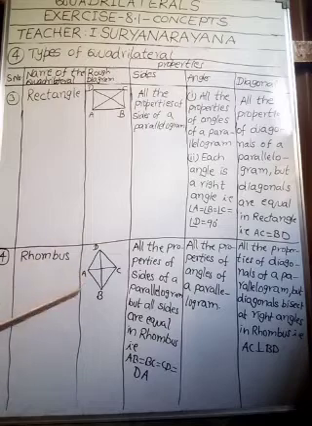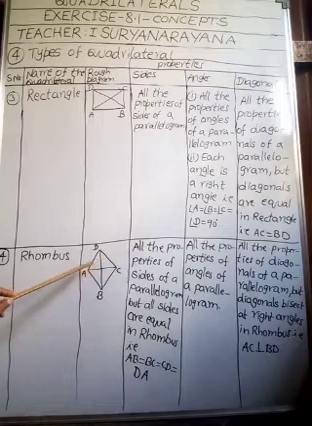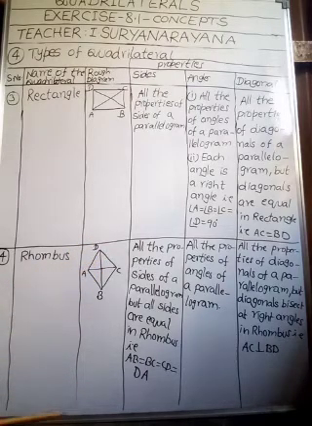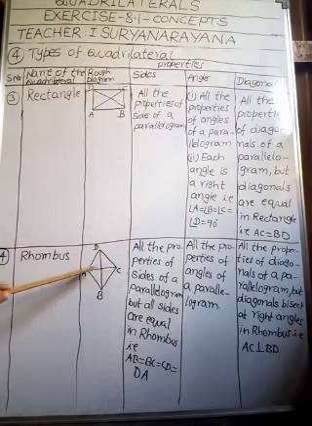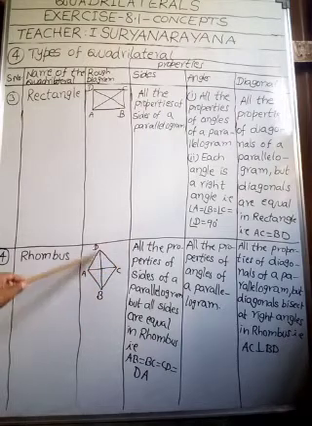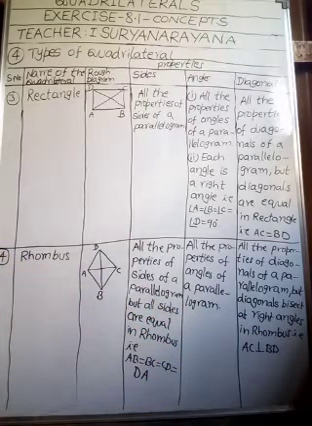Same properties. They bisect each other. Here also diagonals bisect each other. But in the parallelogram, they do not bisect at right angle, whereas in the rhombus they bisect at right angle, meaning AC is perpendicular to BD. This is the additional property of diagonals of a rhombus. Okay, my children, understood the difference between the properties of rhombus and the properties of parallelogram, right?